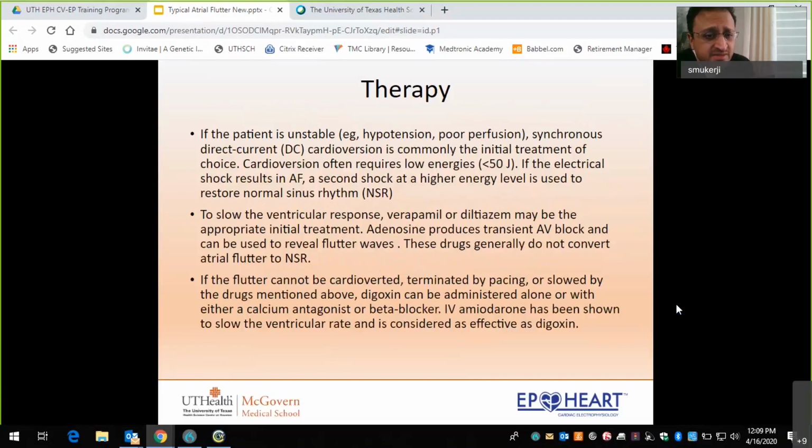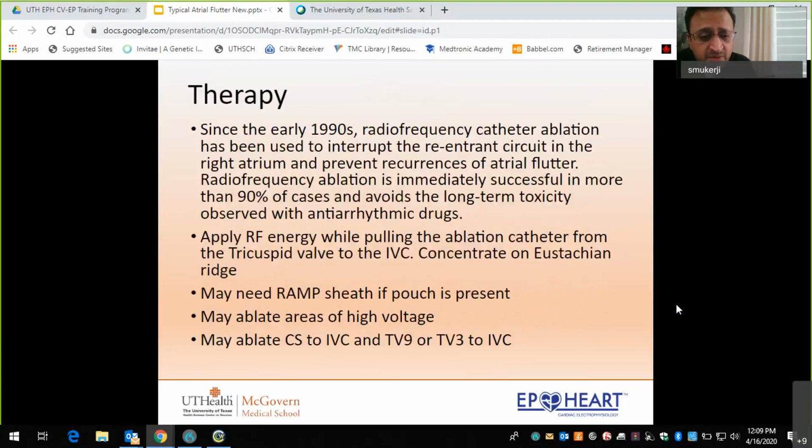This is just for completion, cardioversion. There are other medications. Again, like I mentioned to y'all before, unless you're addressing the circuit, we're not really fixing the problem. Now, the sheaths, historically and traditionally, we've been using the SRO sheaths. That's what I've been using. More recently, I've started using the ramp sheath. Again, I'll have Mike and John show you all what those different sheaths are.